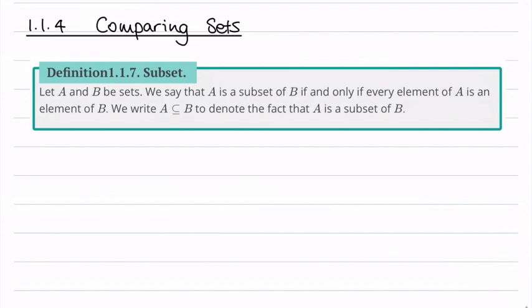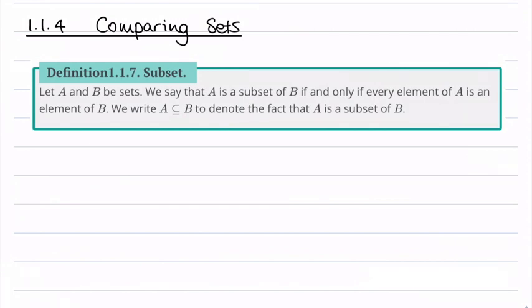So now we want to talk a little bit about how we compare sets. If we have two sets, do they have the same elements? Do they have some in common? Things like that. So we begin by just looking at subsets, and we define a subset by saying that A is a subset of B if and only if every element of A is an element of B.